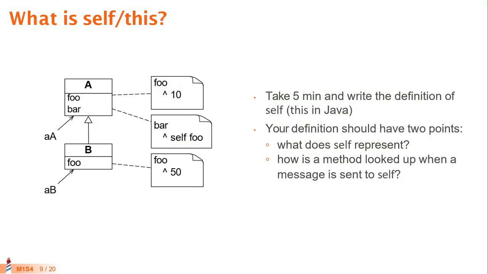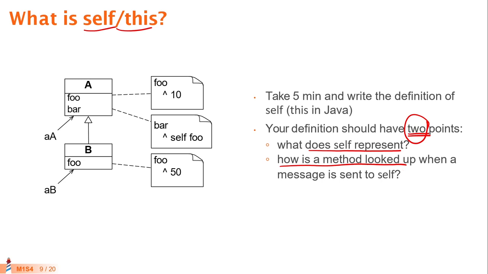Now let's look at what self or this is for real. I suggest that you take five minutes, write the definition on a little piece of paper, and pause the video. Your definition should have two points: what self represents, and how the method lookup happens when a message is sent to self. Why these two points? Because in the lecture on super, you will see that there is a difference, and the difference is only in one of the two points. So it is important that for self or this you have these two points, so that you will be able to compare.